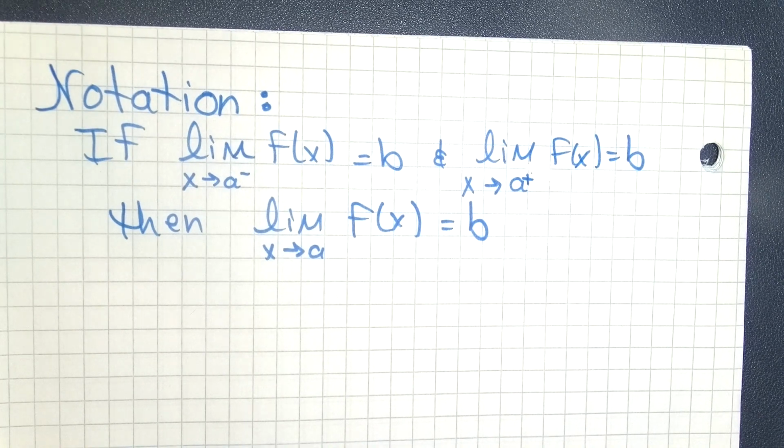So all this is saying is if the left side and the right side are the same number, then the limit is that number. And we kind of did that in the example on the do now, which I'll show you.